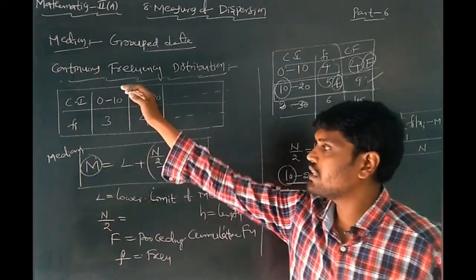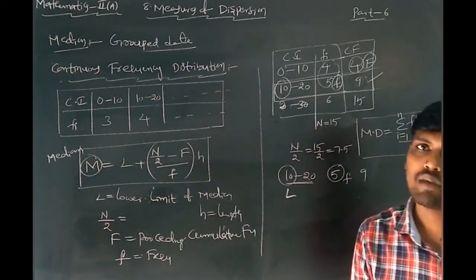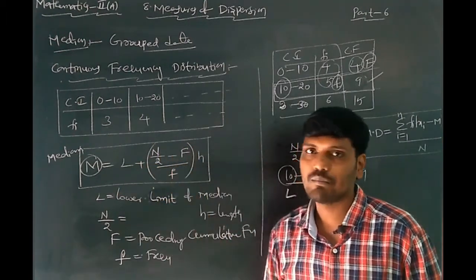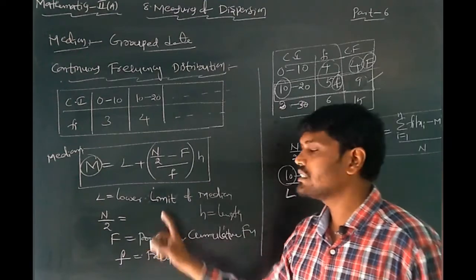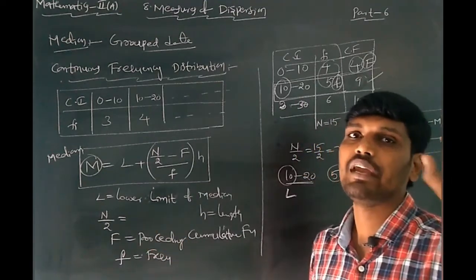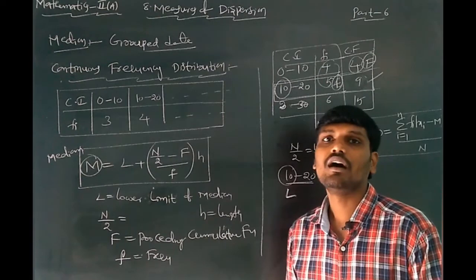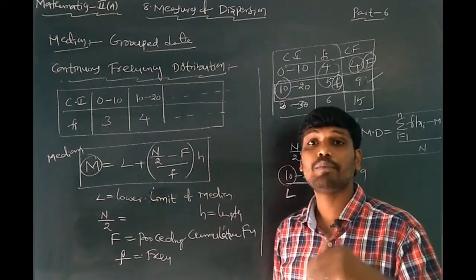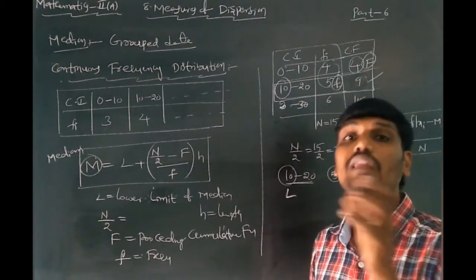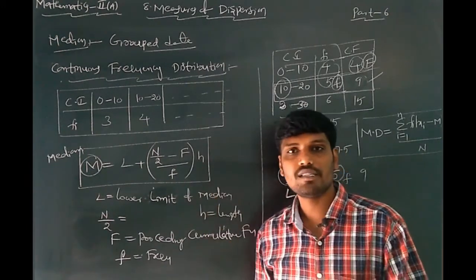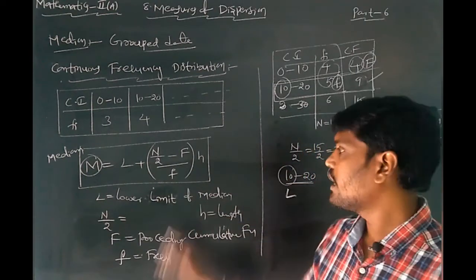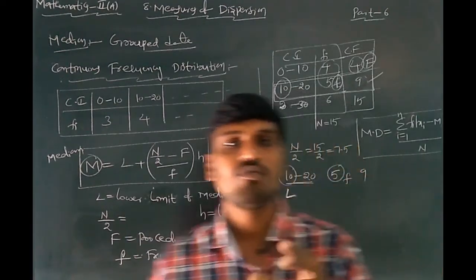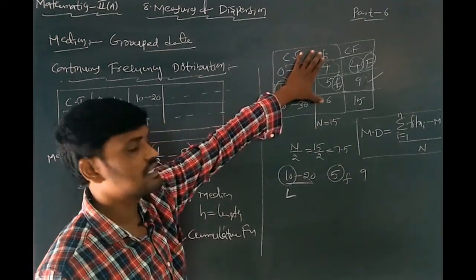In this continuous frequency distribution, median M equals L plus (N by 2 minus capital F) by small f, into h. Here L is the lower limit of the median class. N by 2 is the sum of the frequencies by 2. Capital F is the preceding cumulative frequency. Small f is the median frequency. Small h is the length of the class interval. You can find the median by using this trick.